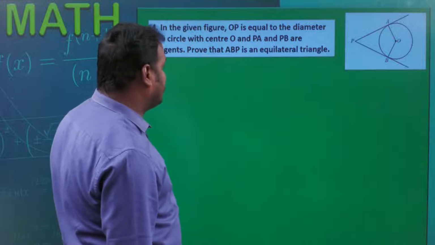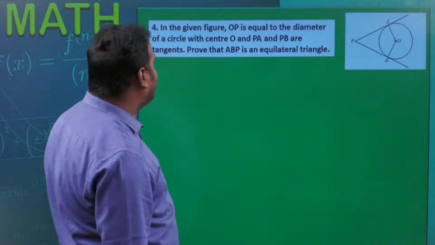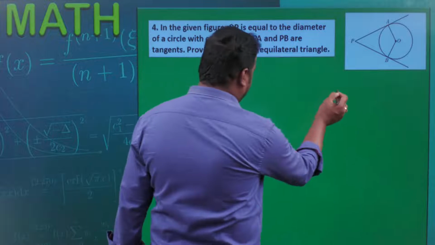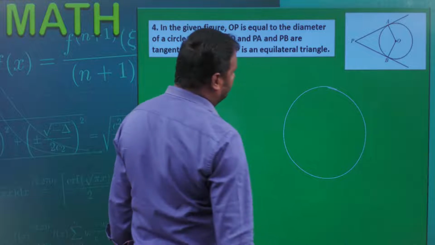OP is equal to the diameter of a circle with center O, and PA and PB are tangents. Prove that APB is an equilateral triangle. This is one of the interesting problems.